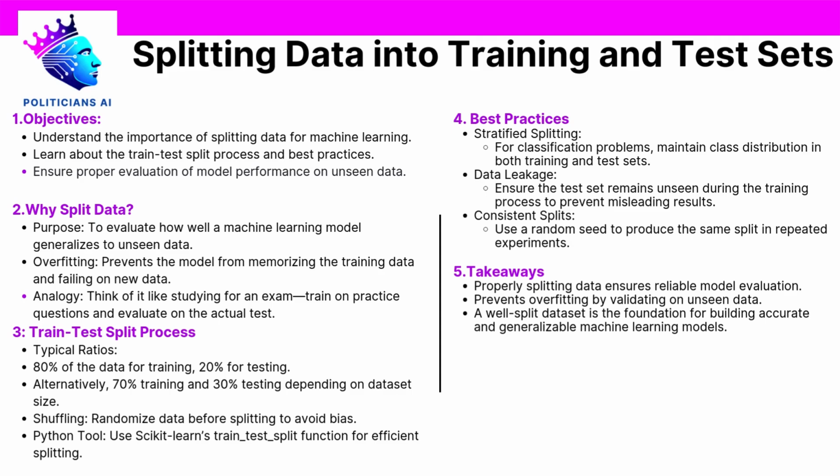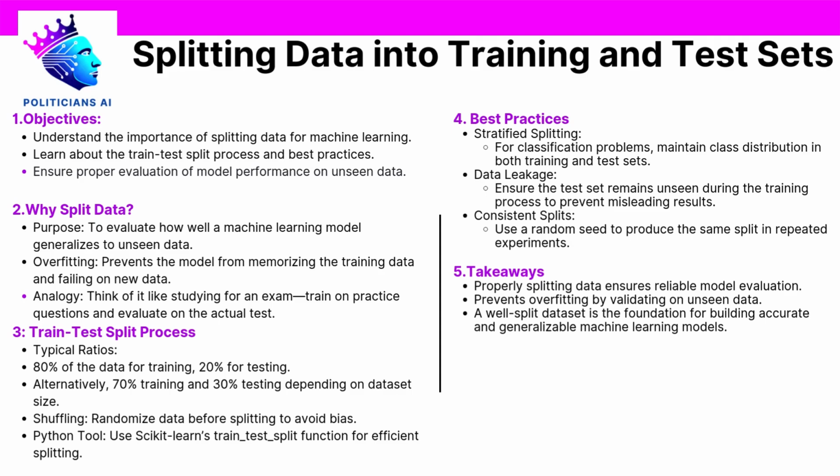Now, let's discuss some best practices when splitting data. First, for classification problems where you have categories, like yes or no, or different labels, it's important to use something called stratified splitting. This ensures that both the training and test sets have the same proportion of each category, preventing any imbalances. For example, if you're working with a dataset where 70% of the entries are yes and 30% are no, stratified splitting will maintain this ratio in both sets.